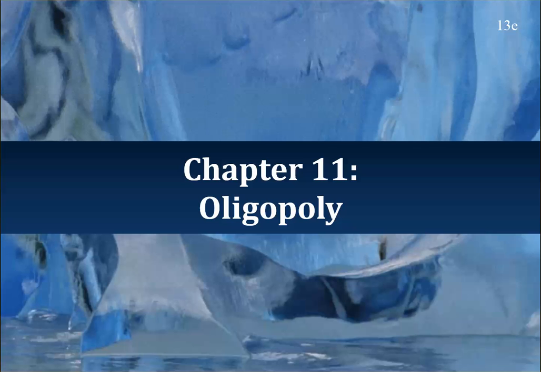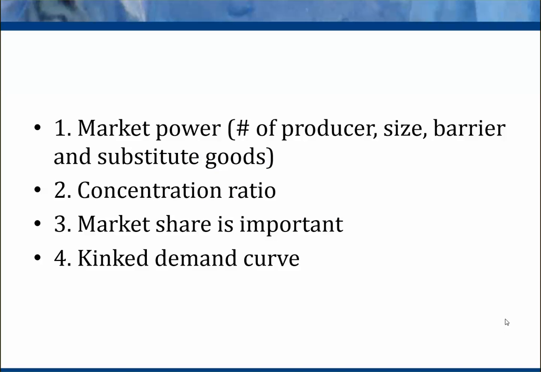So in this chapter, we are learning oligopoly. Again, the first thing you need to know is what is called oligopoly, and also what the characteristics of oligopoly are. And finally, we want to learn how a firm located in an oligopoly market can maximize its profit. So for this chapter, the key concepts are included.